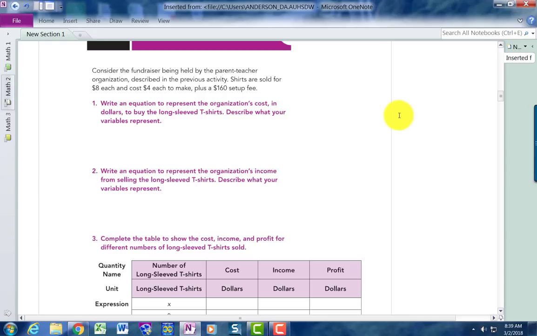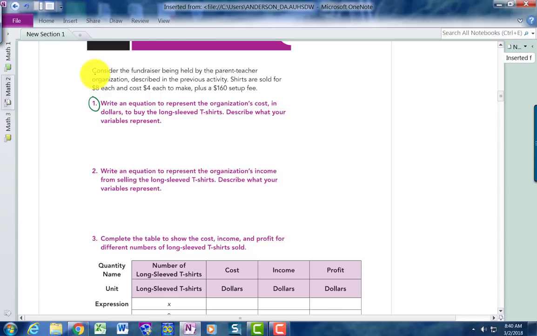Okay, so it says, consider the fundraiser being held by the parent-teacher organization described in the previous activity. Shirts are sold for $8 each and cost $4 each to make plus a $160 setup fee. Write an equation to represent the organization's cost in dollars to buy the long sleeve t-shirts, and then describe what your variables represent. So we've already done that.